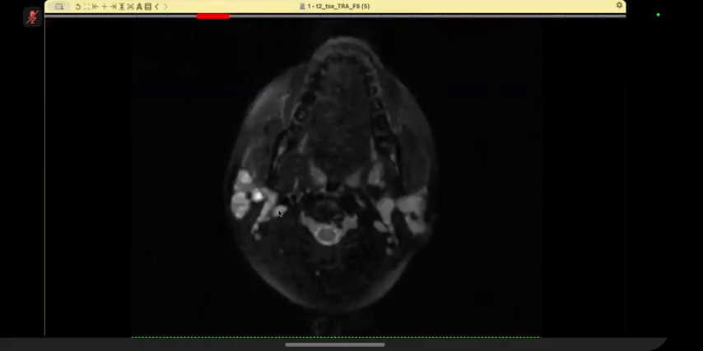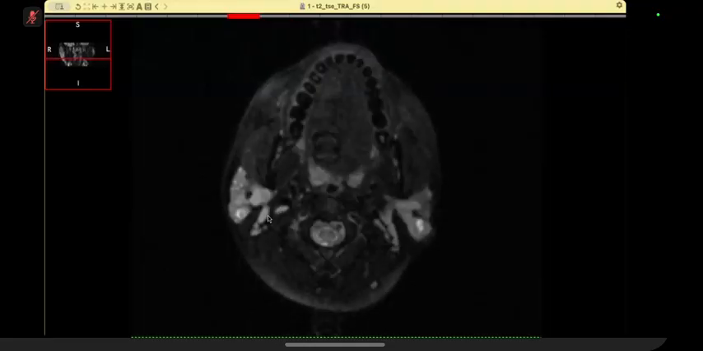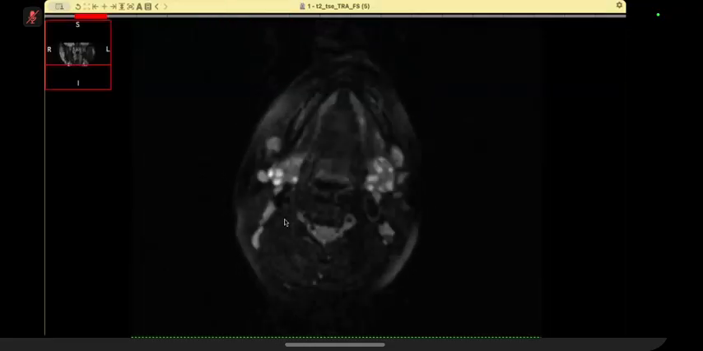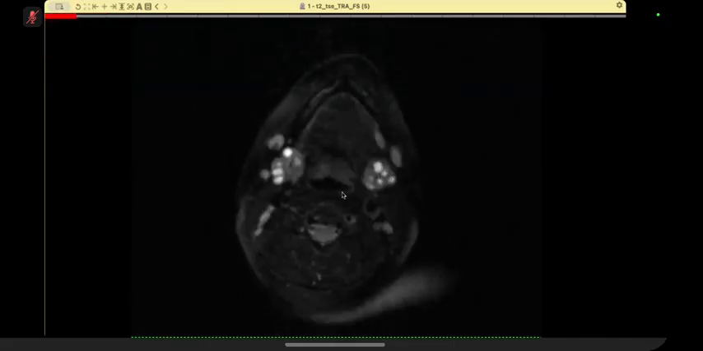This is a lymph node, node, node, node. All of these are nodes. And on a STIR sequence, they are beautifully seen actually. All of these are nodes, level 5 nodes, level 1 nodes.